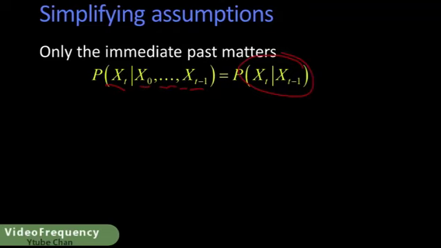What this tells me is, if I wanted to predict the state on Wednesday, and I knew the state on Tuesday, Monday, Sunday, Saturday, it's all the same as knowing the state on Tuesday, okay? I only have to know one prior state.